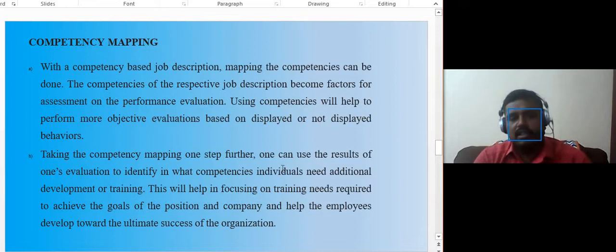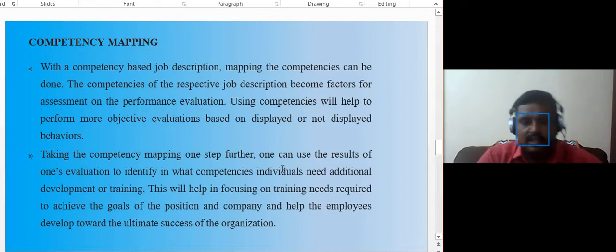Taking the competency mapping one step further, one can use the results of the evaluation to identify in what kind of competencies individuals need additional development or training. This will help focus on training needs required to achieve the goals of the position and the company, and help the employees develop toward the ultimate success of the organization.